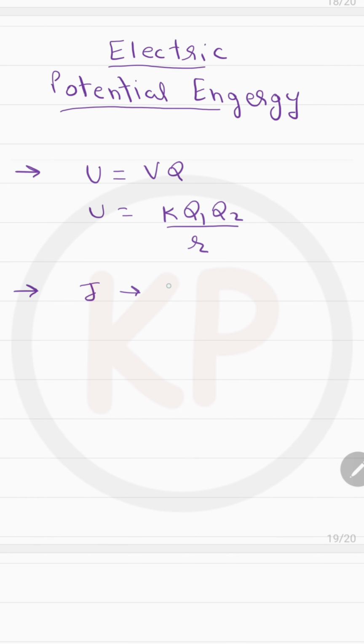Electric potential energy. Although we know the unit of electric potential energy, let's revise some formulas also. Electric potential energy is given by the formula U is equal to VQ. One more formula, U is equal to KQ1 Q2 by R. The unit of energy is joule. In terms of CGS, we can also say it is erg. Its dimensional formula is M1 L2 T minus 2.